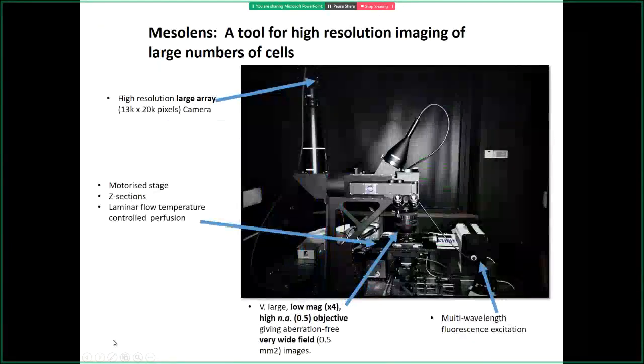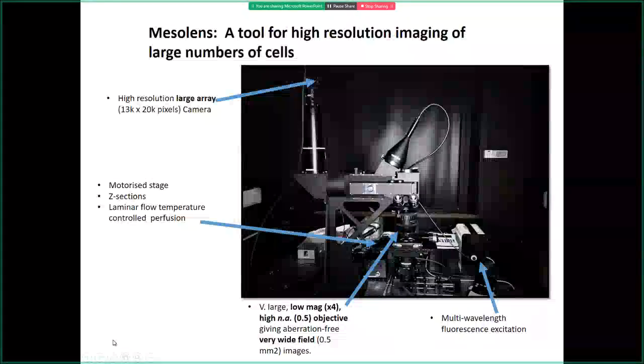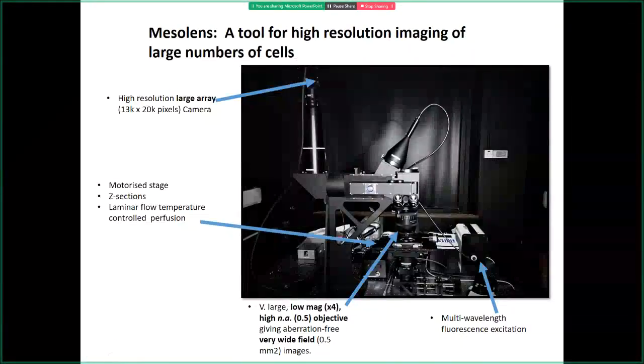Okay, I'm going to move on now to the Mesolens. I think most of you have heard about the Mesolens. This is a tool for high-resolution imaging of large numbers of cells.